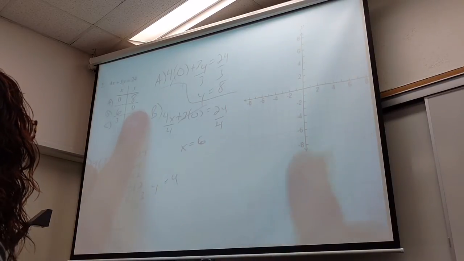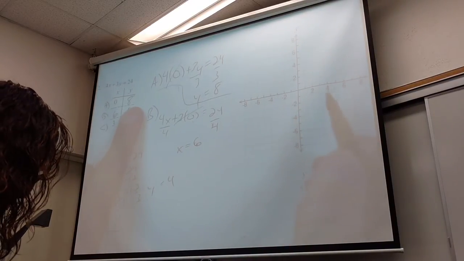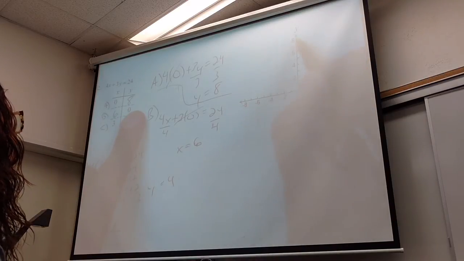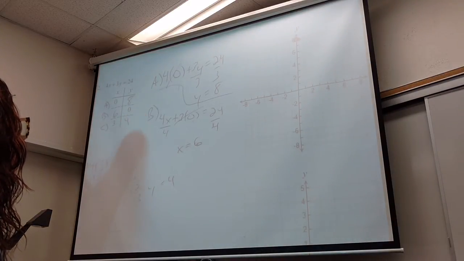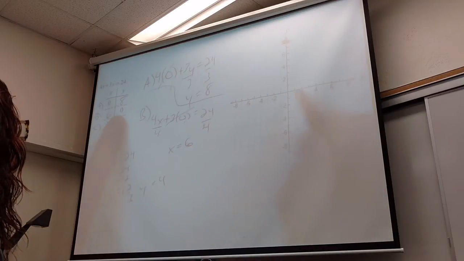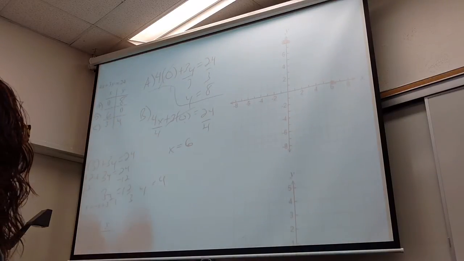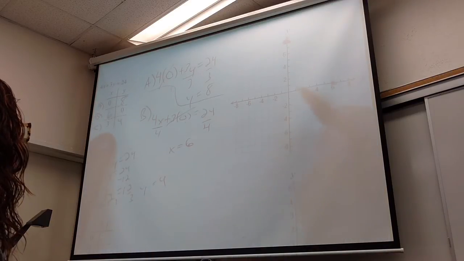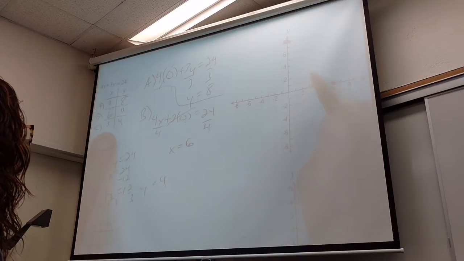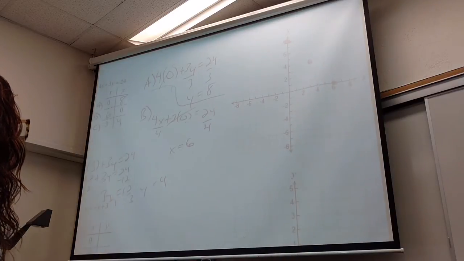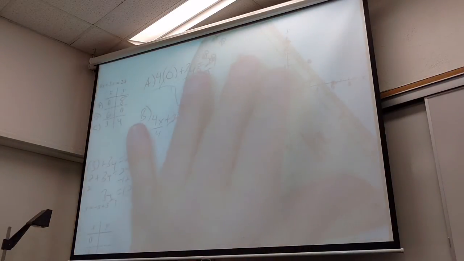So 0, 8. I just gave it away. Where's 0, 8? Up there. This one. 6, 0. The 6. And then stop. Don't go up or down any. And then 3, 4? Right, 3, up 4. So 3's right there? Up 4. Do they line up on the same line? Yeah.